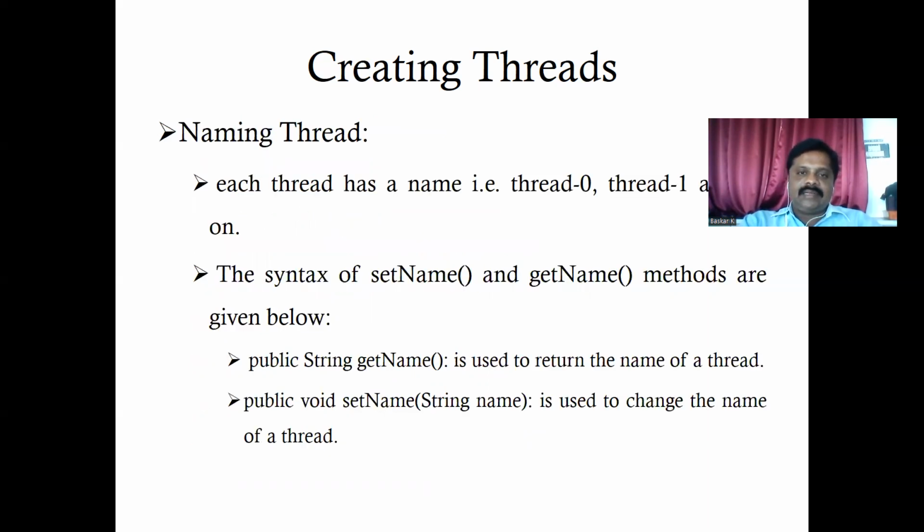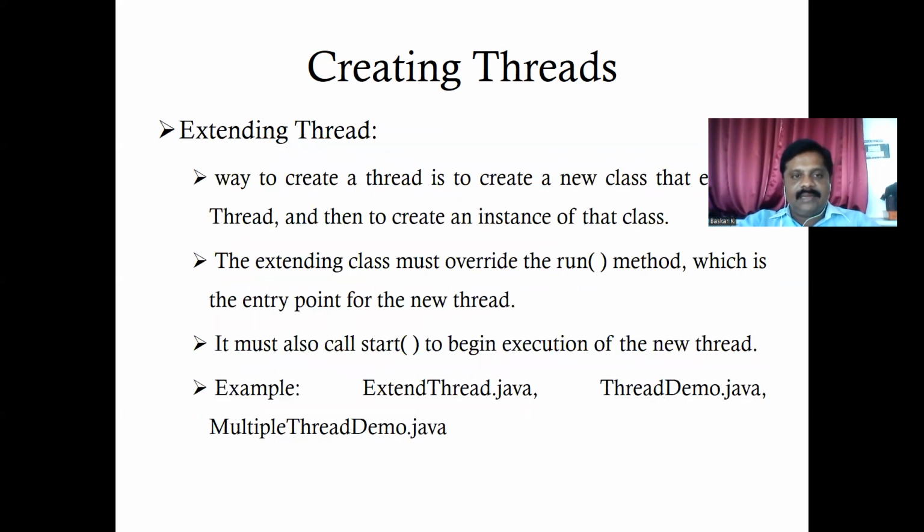The next one is naming a thread. Each thread has a name, such as Thread-0, Thread-1, and so on. The syntax of the setName and getName methods is given below. Public String getName is used to return the name of the thread. Public void setName(String name) is used to change the name of the thread.